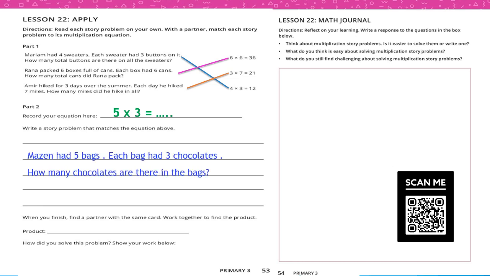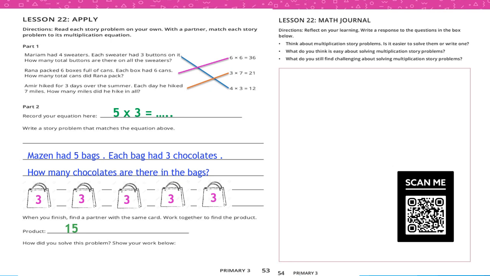If we said Mazen had 5 bags, each bag had 3 chocolates. How many chocolates are there in the bags? So we will multiply 5 times 3 to match this equation. Okay, so the product will be 15. 5 times 3 equal 15. And we draw here 5 bags. Each bag contains 3 chocolates.